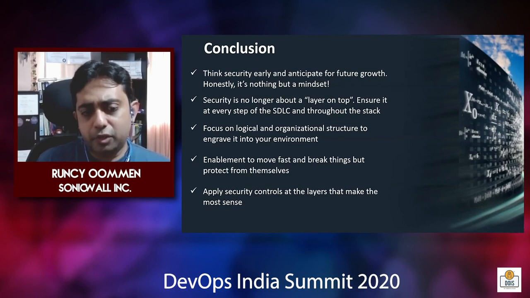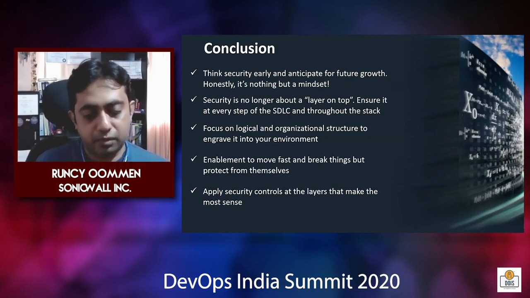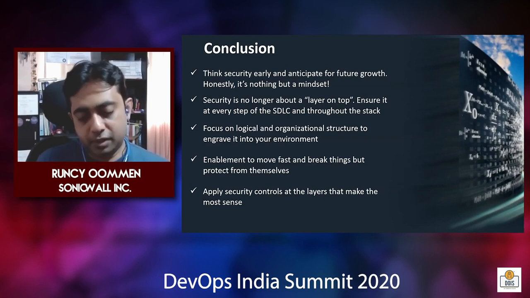And you should apply the security controls at the layer that makes the most sense. Now, when I say that, it doesn't mean that security is ignored at the layers that don't make sense. No, that's not what I meant. You have to focus your resources where the data is more sensitive, where there is a greater risk of penetration from the outside, and you can relax a little bit about the other non-critical aspects of the infrastructure. There are various ways in which you can classify your data, and this classification would help you achieve that, right?